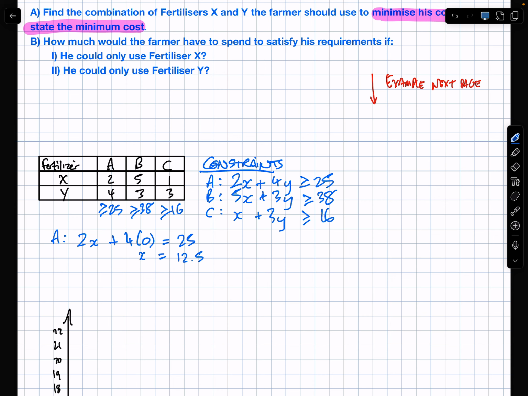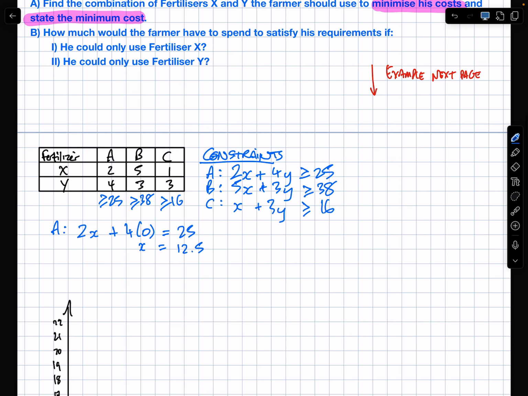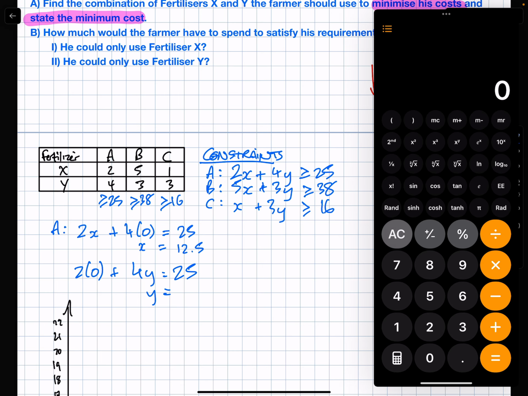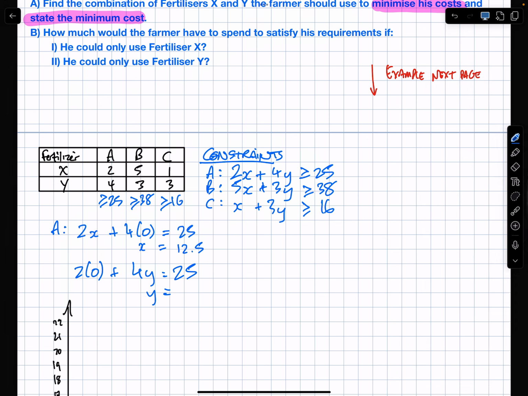I think so. Let me check. Yeah. It's the end of the day. And then what could I make 0 to find y instead? Make x equals 0. So 2 lots of nothing plus 4y is equal to 25. y is going to be 25 divided by 4. It's less than 6. My brain isn't operating the best. 25 divided by 4, 6.25. Put boxes around it so that you know what you're looking at to graph.